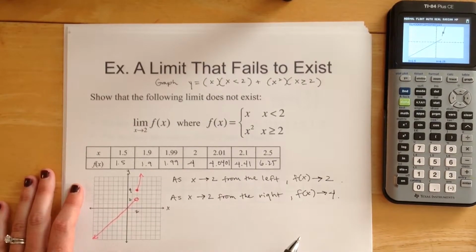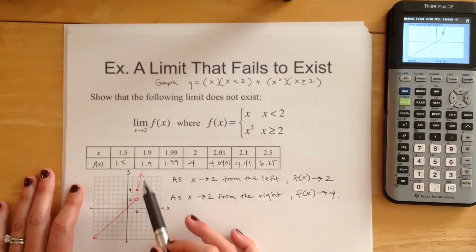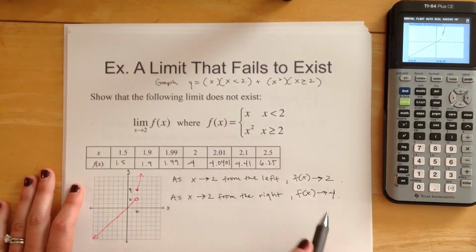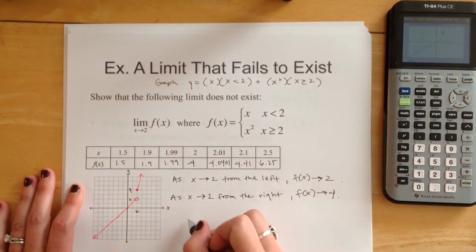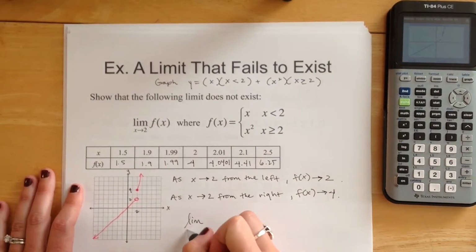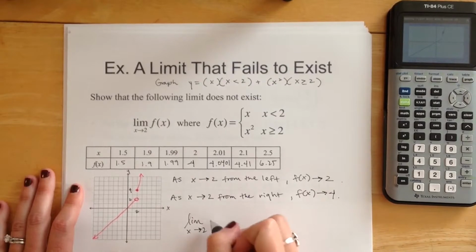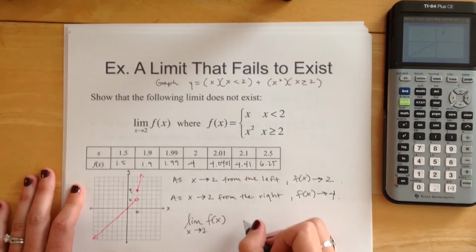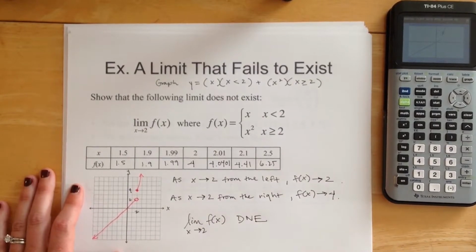So, as we get in the neighborhood of x equal to 2, our y values are actually approaching 2 different numbers. So that means that the limit is going to have to fail to exist because our y values are not approaching the same number. So we would say the limit as x approaches 2 of f of x DNE, does not exist.